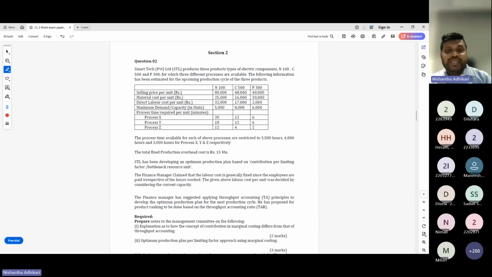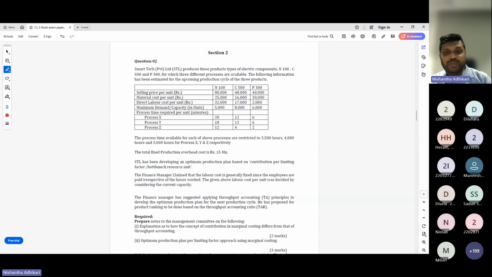Smart Tech Private Limited, STL, produces 3 product types of electric compressor, N100, C500 and P300, for which 3 different processes are available. The following information has been estimated for the upcoming production cycle for the 3 products. You can see selling price, direct material, direct labor, maximum demand also given, and the process time required per unit in minutes given. The process time available for each process is restricted to 3,500 hours, 4,000 and 3,000 hours for X, Y, Z respectively. Total fixed production overhead cost is 15 million.